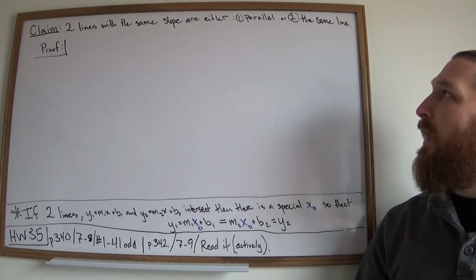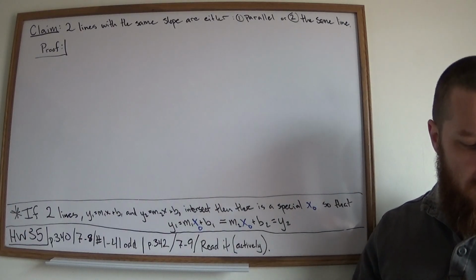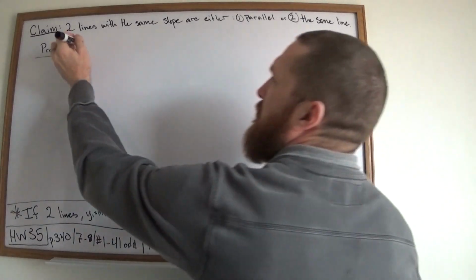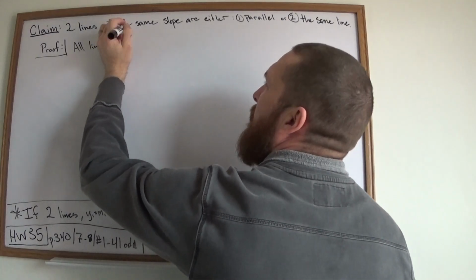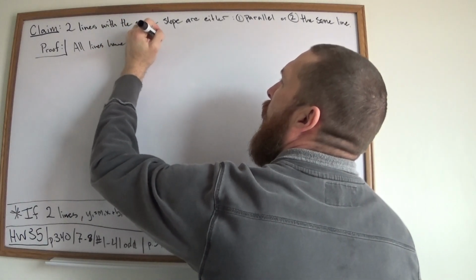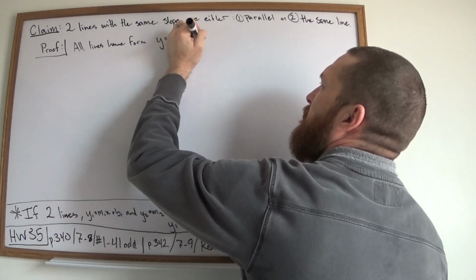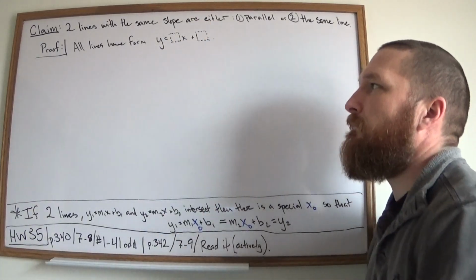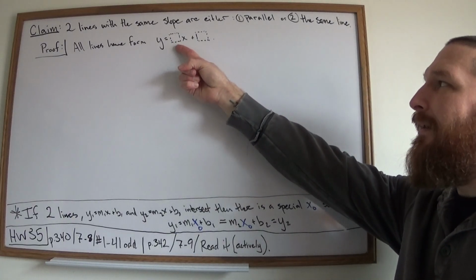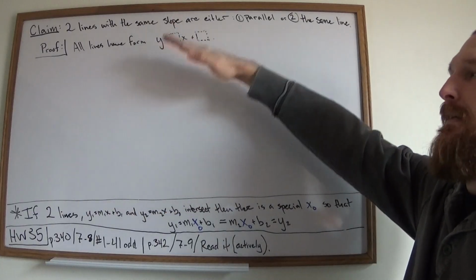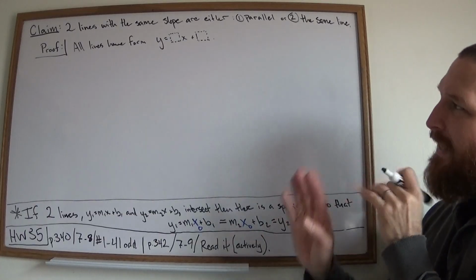Two lines with the same slope are either parallel or they're the same line. Here's your proof. First off, notice that all lines have a form: y equals some number times x plus some other number. Whatever goes in there is the slope, and this is just whatever the height is on the y-axis, the y-intercept.